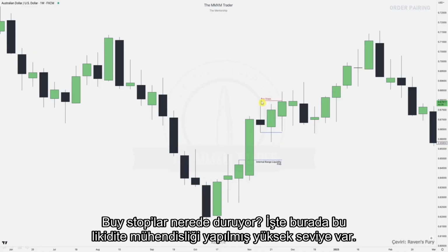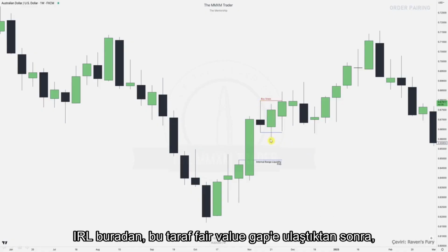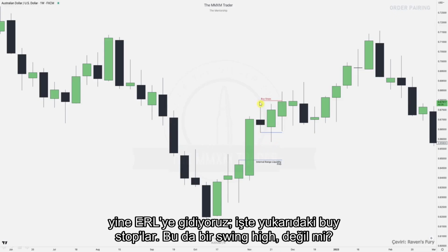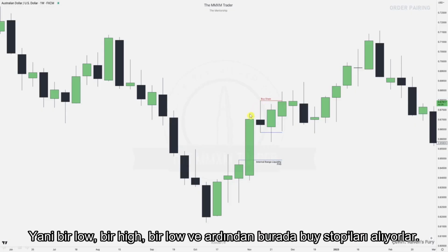We've got this engineered high over here. So after hitting that internal range liquidity down here, inside this fair value gap, we go again into external range, which are these buy stops above here. So this is a swing high too, right? So we have one lower, one higher, one lower, and then that gets their buy stops over here.